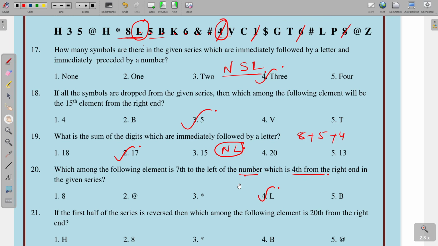If the first half of the series is reversed, then which among the following elements is 20th from the right end? See, we need to take the first half and reverse it.